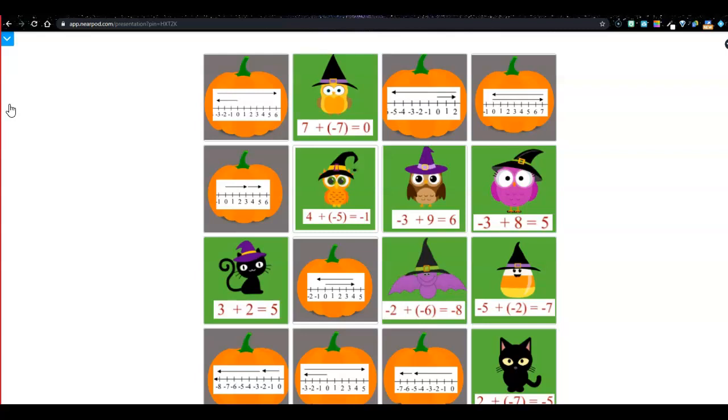So I'm looking at my little animals here. I need a +2 that ends with... wait a minute, am I not seeing something here? Oh, right here. +2 plus -7 equals -5. So kitten and that one go together. Okay, so we're gonna match up the pumpkins with the little animal. And the cat.